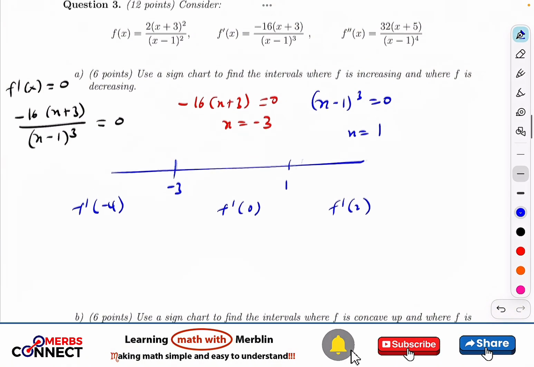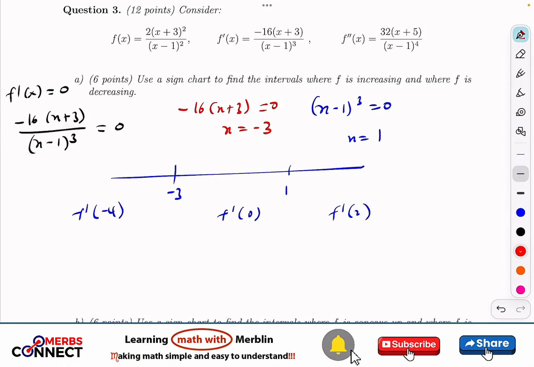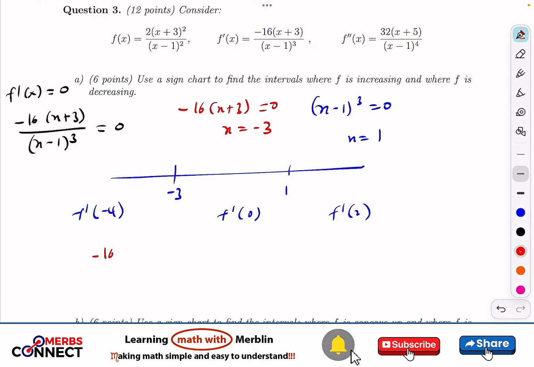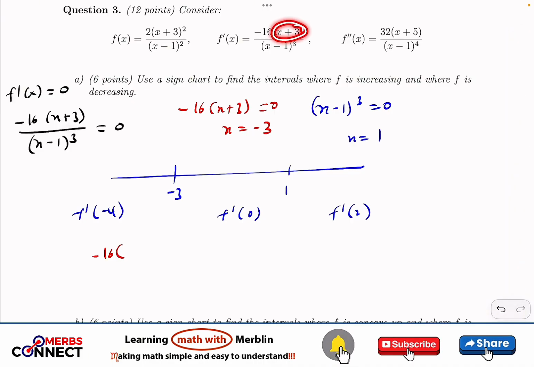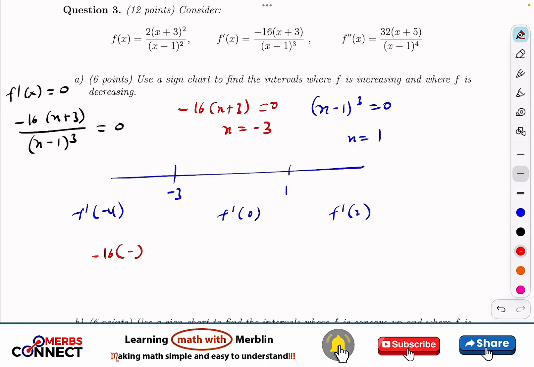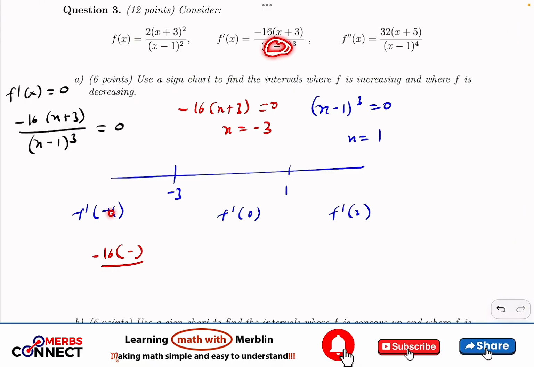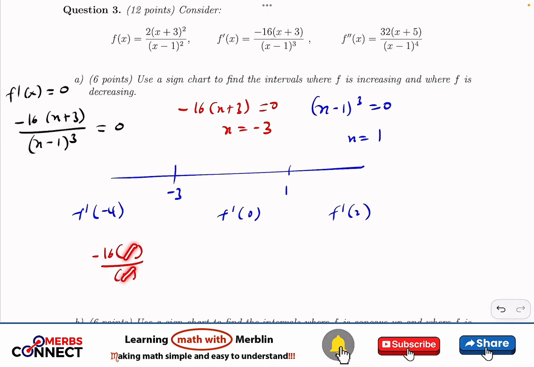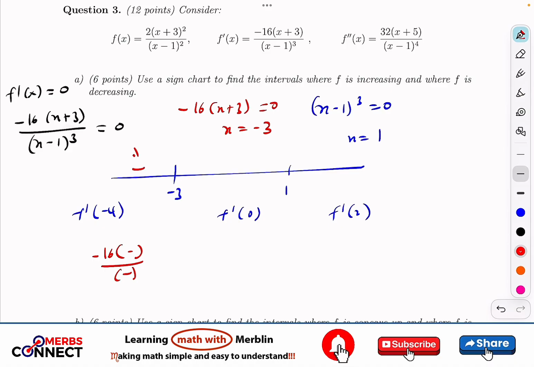Now we are using f prime. So now let's go. When I plug in minus 4 here, the top is going to be minus 16 times minus 4 plus 3, which is minus 1, so this is minus. When I plug in minus 4 here, the denominator will be minus 5, and minus 5 to the odd power comes with minus again. So minus will cancel minus, and still we have minus. So this is minus, and this is decreasing.